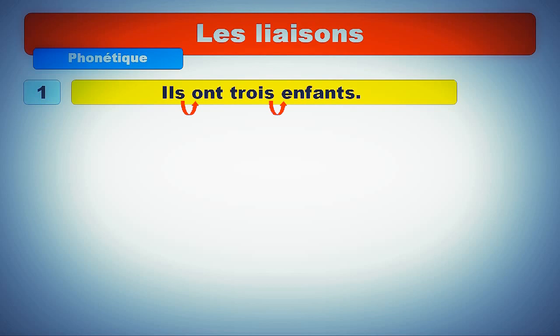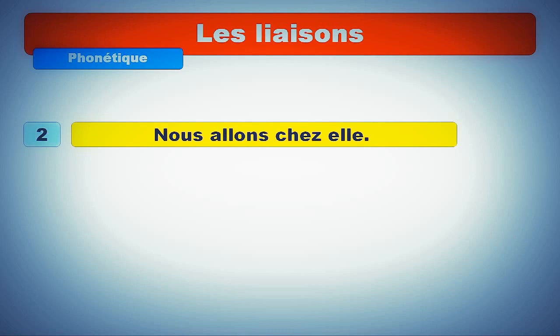Second sentence. Nous allons chez elle. Same thing, let's see how it goes if we put some liaison. It's possible to do 2 liaisons. The first one between nous and allons, so you get nous allons. And then the second one between chez and elle, and you get chez elle. So let's read the whole sentence now together. Nous allons chez elle. Repeat.